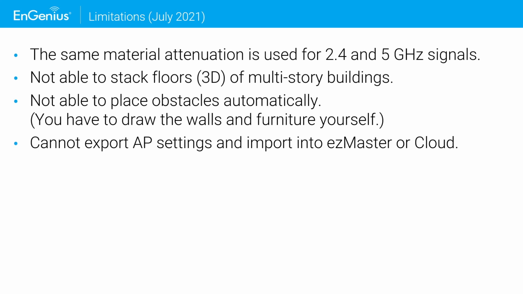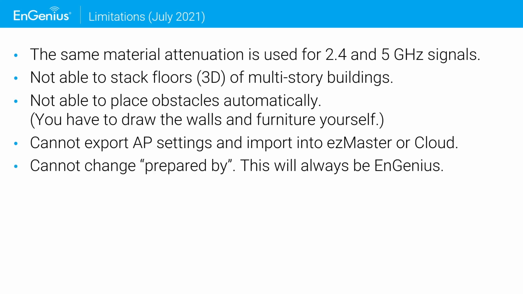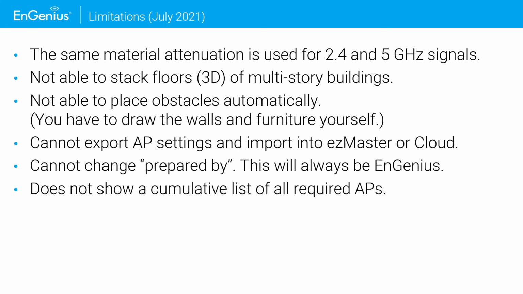At the moment, we cannot export our settings, which are in the report, and import them to EasyMaster or the cloud. Also, we cannot change the prepared by in the report, it will always be EnGenius. And lastly, the report does not show a cumulative list of all the required APs. It's per floor, so you have to add those up by yourself.